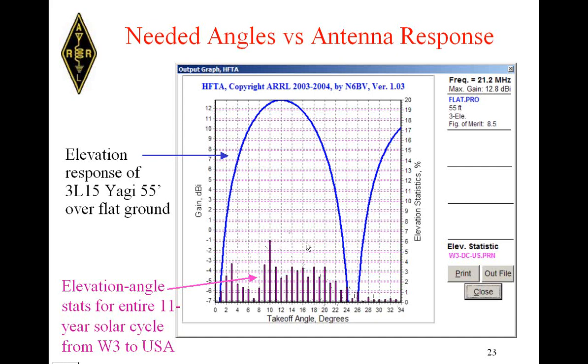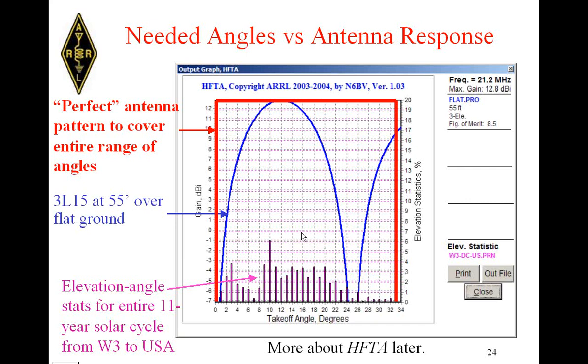But the angles where things are happening, the meat of the matter, is somewhere between like 2 degrees out to perhaps 20 degrees or so. That's what you have to cover in order to cover all the angles necessary. Now, what I've overlaid here is a somewhat tongue-in-cheek perfect antenna that has a pattern that goes all the way down to 0, all the way out to 33 degrees.